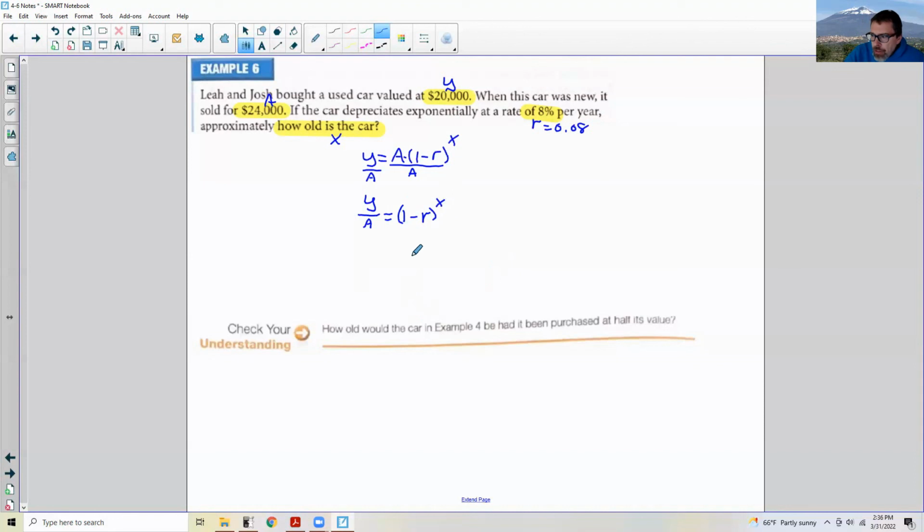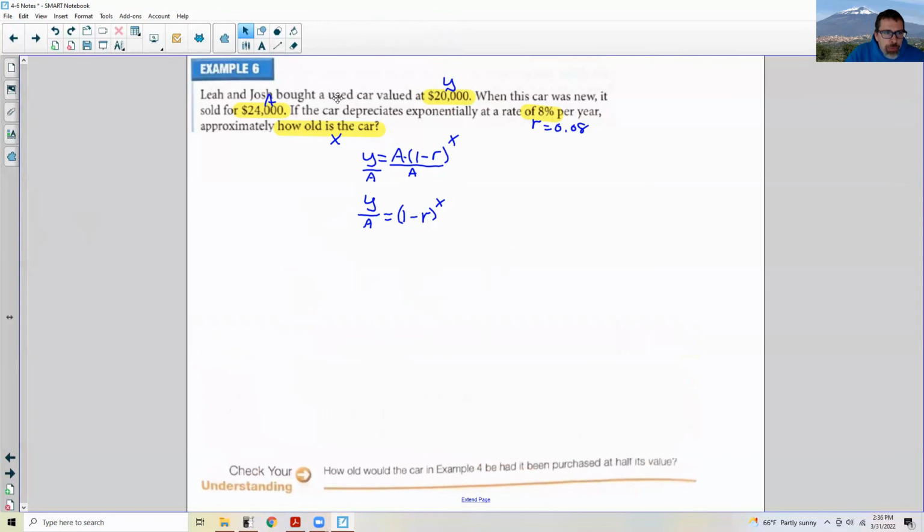Okay. So now I'm going to take the log of both sides. You should have learned this in Algebra 2, plus it was also in Chapter 2 in this course. So let me move this down because we're going to need some more room. All right, so I need to get this X out of the way. So I'm going to take the log of both sides.